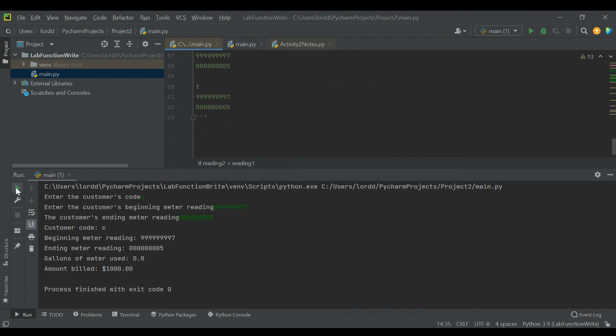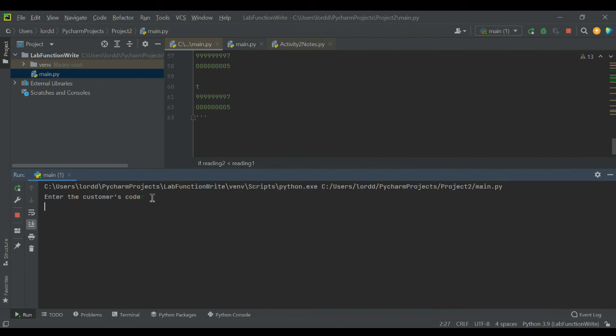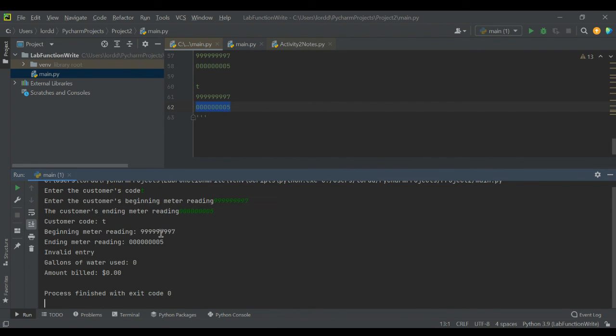And for this last example, we have customer code T, same number as before. And here we get invalid entry because customer code T does not exist.